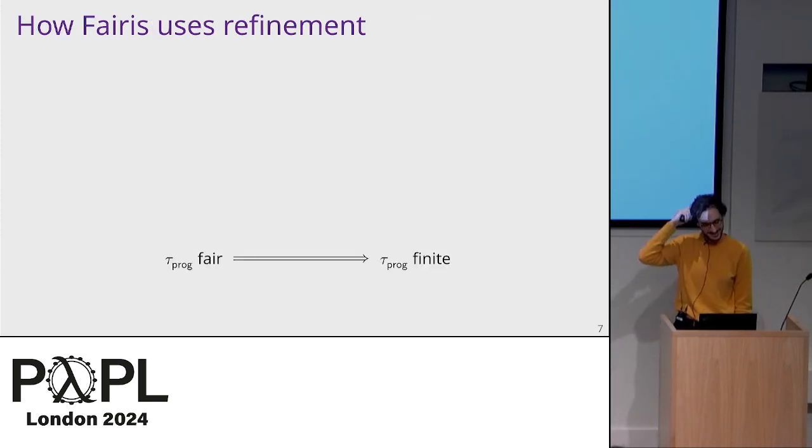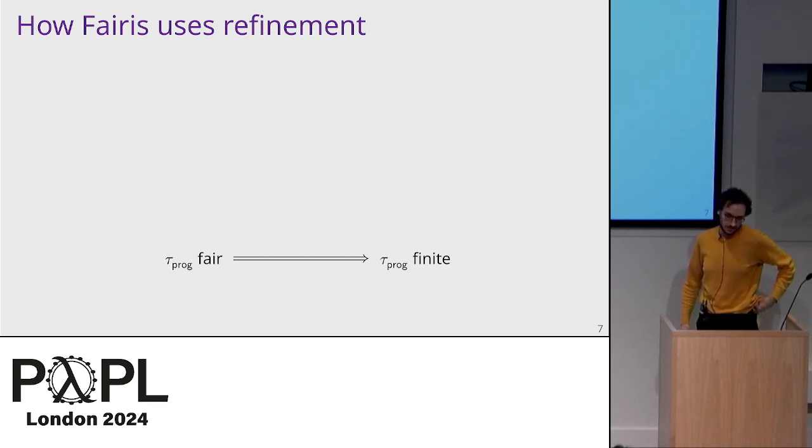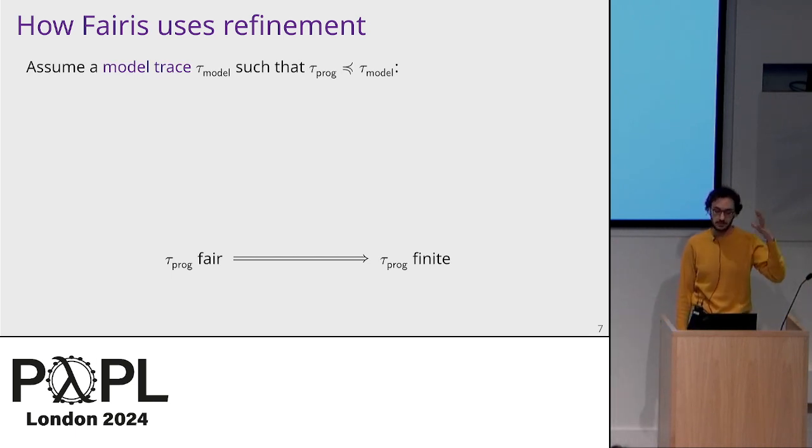Now we'll explain at a high level how Ferris proves that a program is fairly terminating. If you unfold the definition, it means that if an execution, tau prog, is fair, then it has to be finite. And since we've proved that the program refines the model, you can assume that there exists a model trace which is refined by the program trace. Now we'll see which properties we need from the refinement to be able to prove this implication.